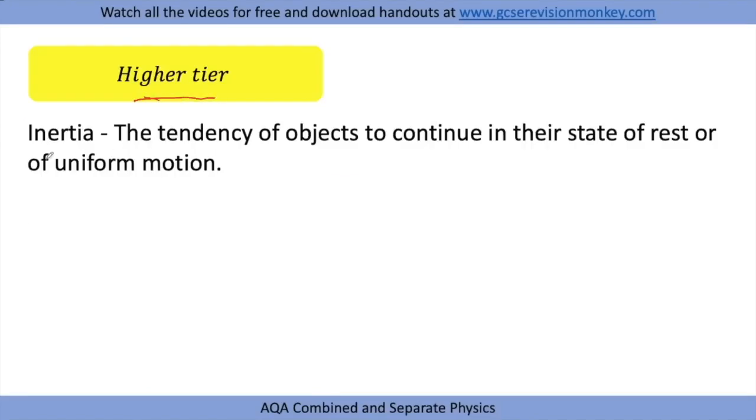For higher tier, you also need to be aware of the meaning of inertia, and that is the tendency of objects to continue in their state of rest or of uniform motion. So if objects are already stationary, they'll be in the state of inertia, they'll remain stationary, or if they're already moving, they'll continue moving in a uniform motion.